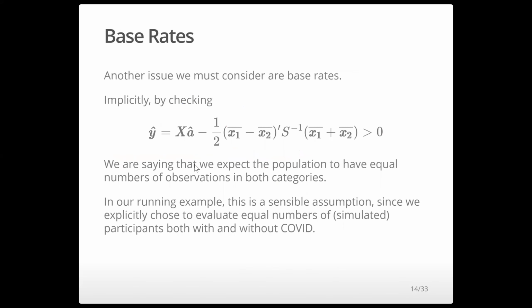So another thing to consider is what we call base rates. By checking our discriminant function against 0, we're saying that we expect the population to have equal numbers of observations in both categories. So we're saying essentially that we believe our design is balanced, and this is the case in our running example so far. We have chosen to set it up this way, so we have 100 of each in that example.